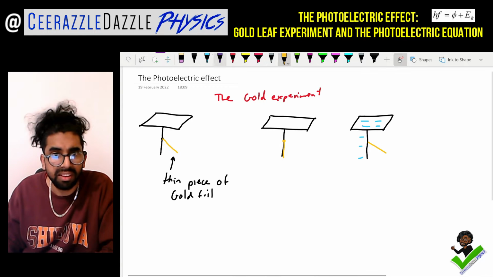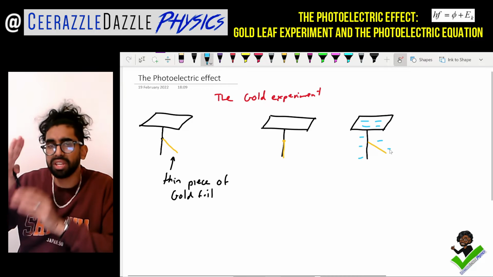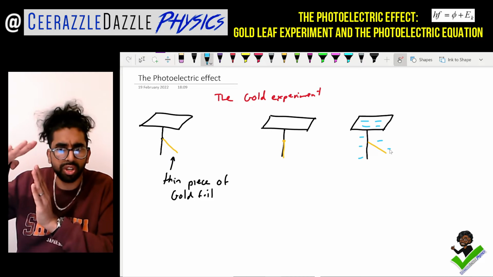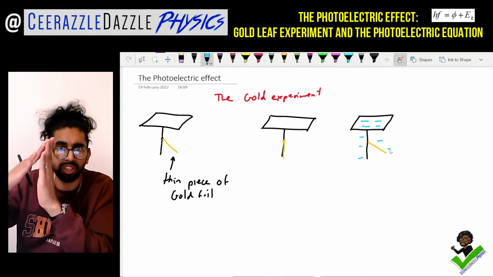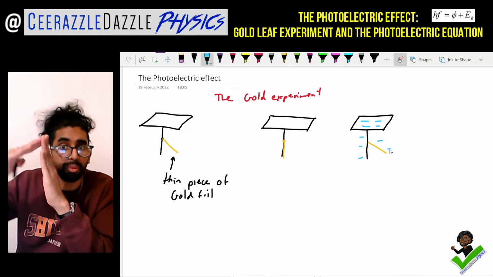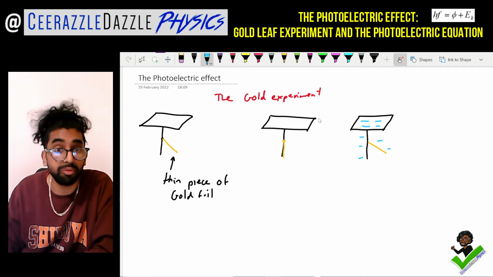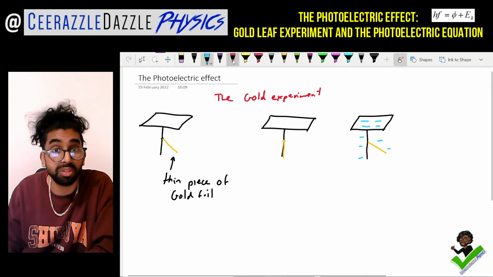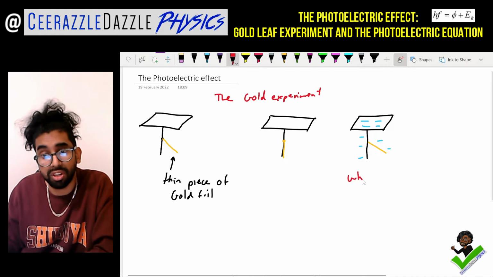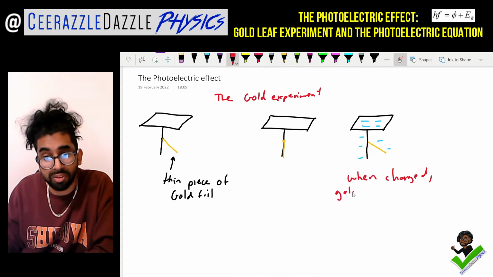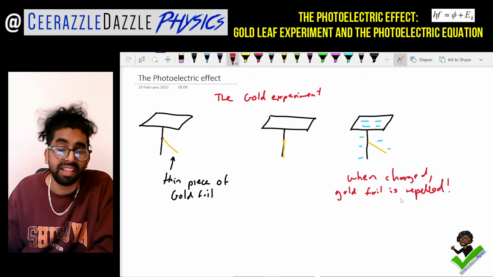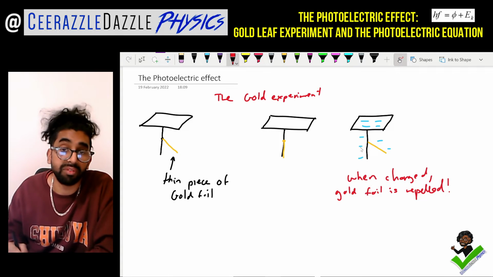And obviously, if electrons go down it, then that piece of gold foil will be negatively charged and the metal plate will also be negatively charged. Those two will repel. So the gold leaf swings open. So if we charge it, the gold leaf swings open. So when charged, gold foil is repelled. Excellent. So the gold foil is now repelled over here.